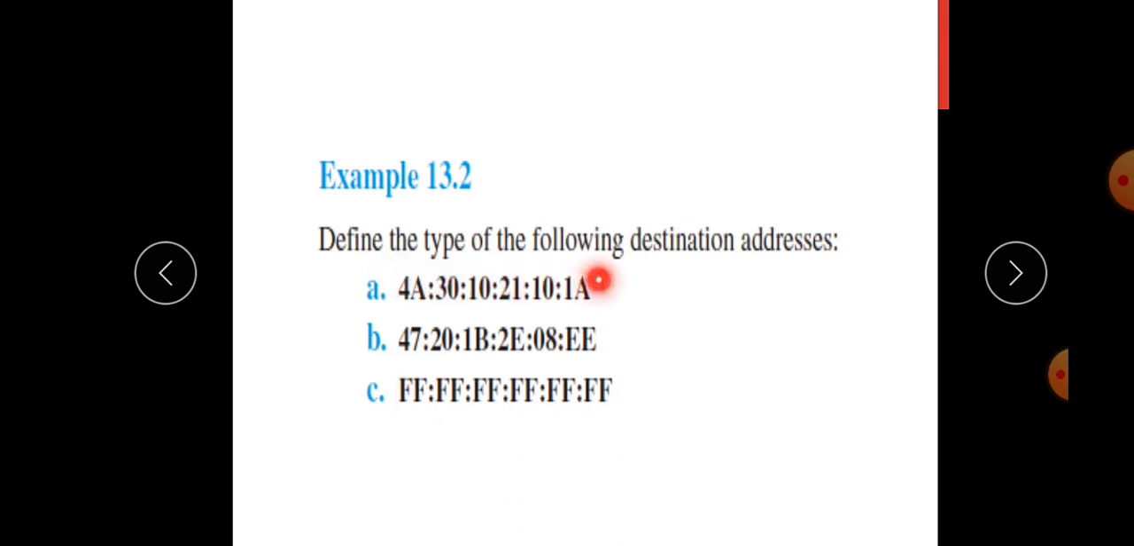In this example, in the first address, the second digit is A. A in binary is 1010, which is an even number, so this is a unicast address. In the second example, the second digit is 7. In binary it is 0111, which is an odd number, so this is a multicast address. In the third, the second digit is F, which indicates that it is a broadcast address.